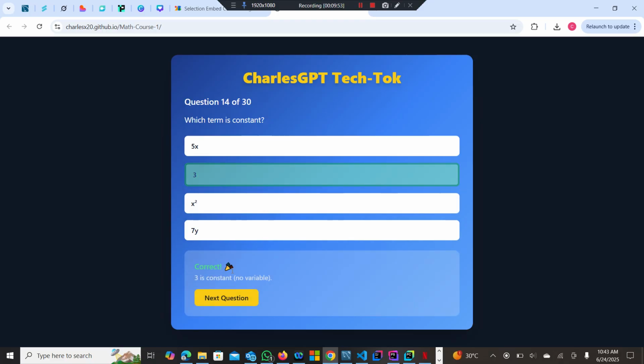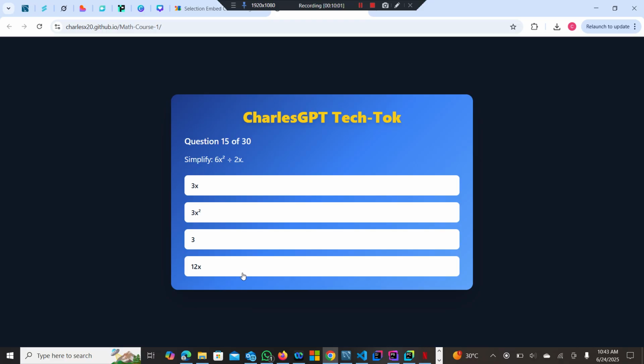Constant. 3 is constant, no variable. Okay, a constant is a number or an item that has no variable. So our next question would be: simplify x squared divided by 2x.